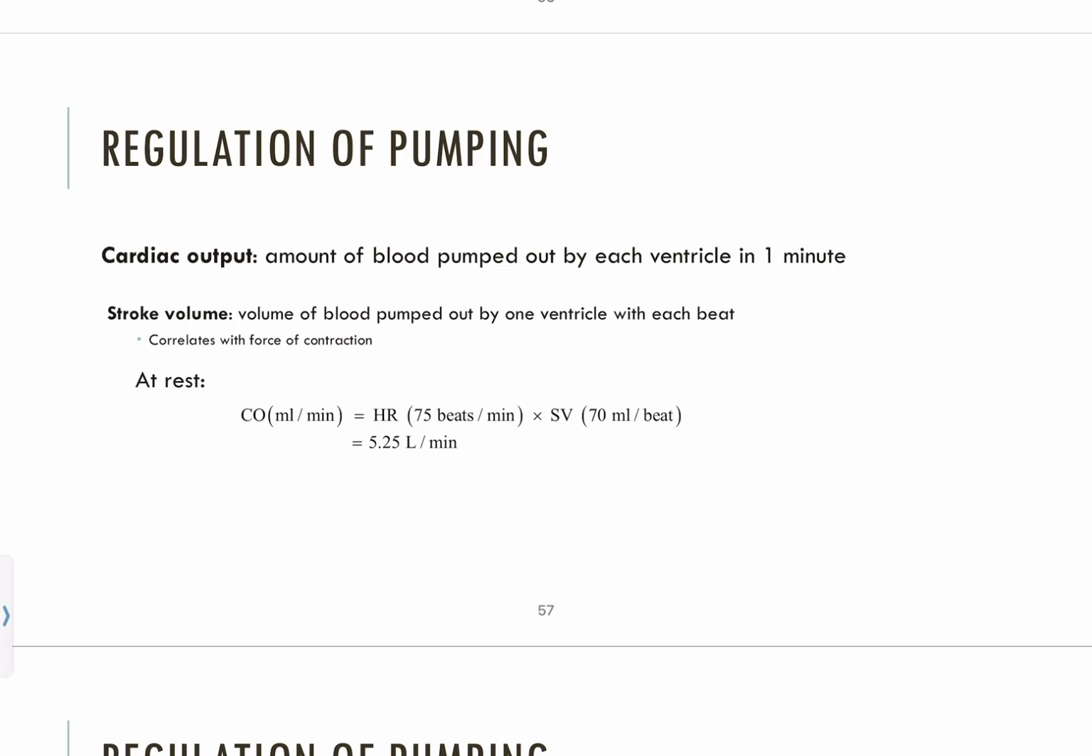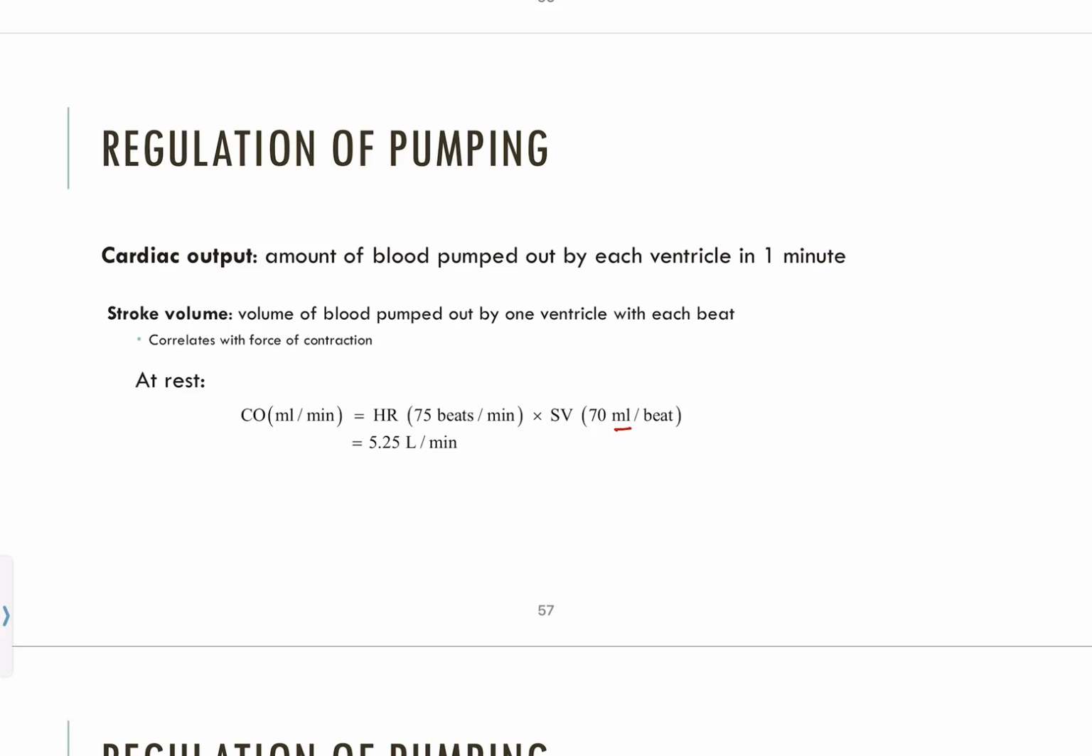So at rest, our average heart rate is 75 beats per minute. This number might sound familiar because that was the same times per minute that our SA nodes spontaneously depolarized. And at rest, our stroke volume is about 70 milliliters per beat. So if we took our heart rate of 75, multiplied it by our stroke volume of 70, converted the milliliters to liters, we would get a cardiac output of about 5.25 liters per minute.